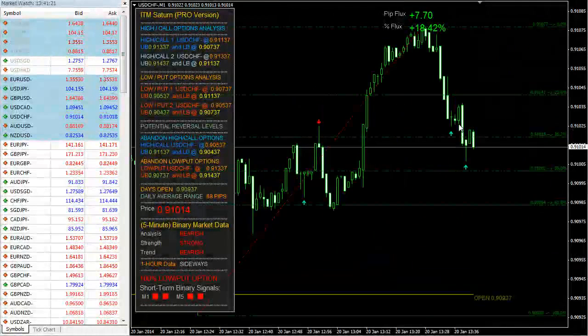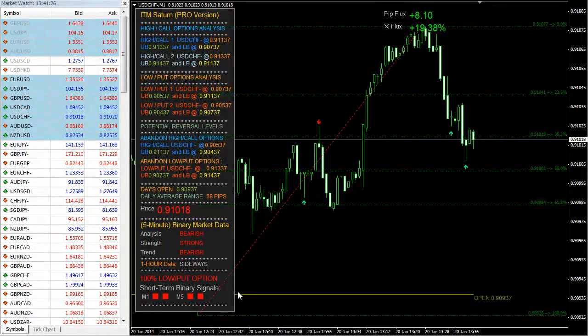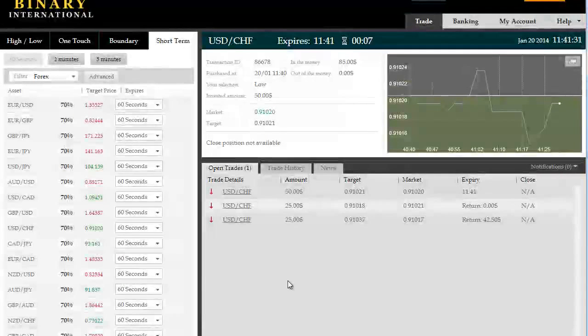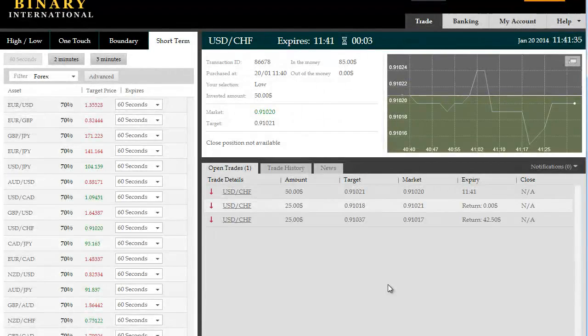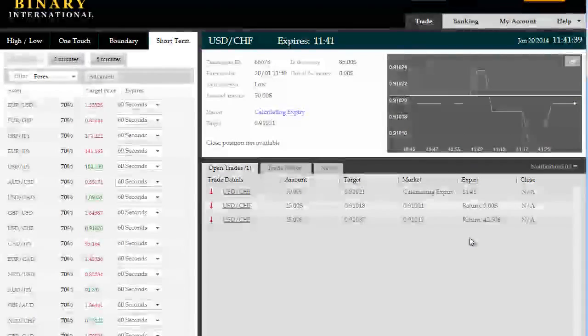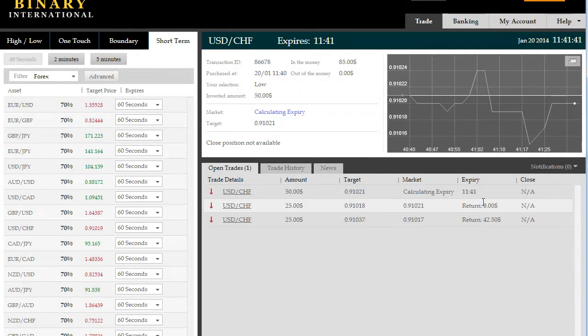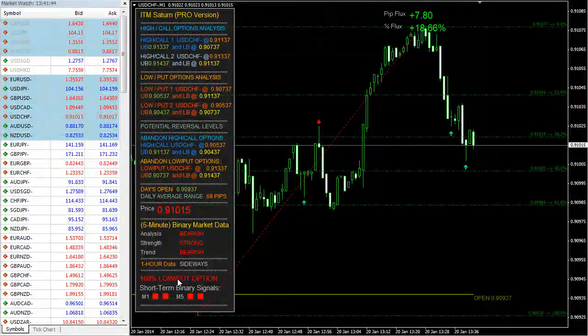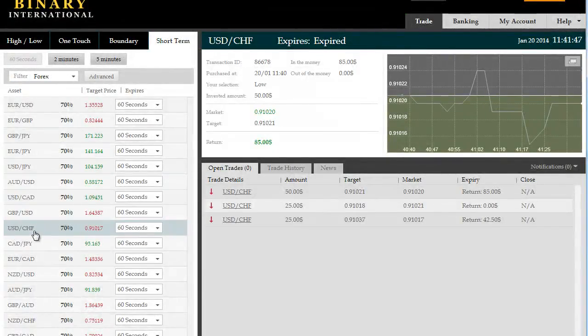100% low put option probability, so we're going to probably end up profiting on this move as well. Let's quickly go back to the screen shortly to see what's going on, and we're comfortably in the money again. So we have another 6 seconds to expiry before this trade finishes in the money, giving us an $85 profit on a $50 investment, making the net return $35.